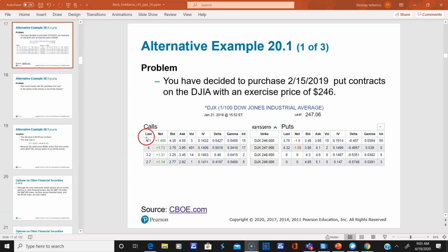All right, so here's the premium. Again, that gets multiplied by 100, right? And this is the change in the premium from the previous day, all right? And this is the last premium. This is the bid and the ask, whether you're buying or selling the option, right? And here's the quantity of contracts traded. All right, this is the intrinsic value.